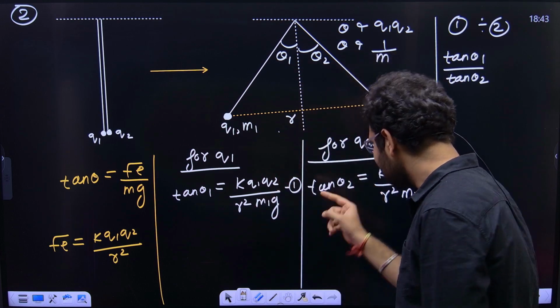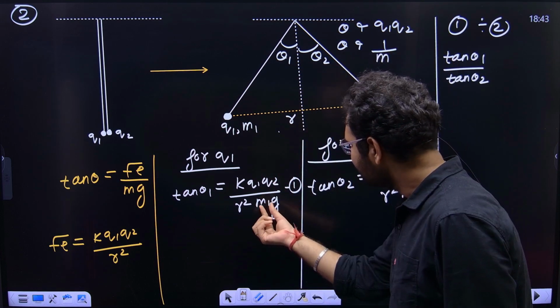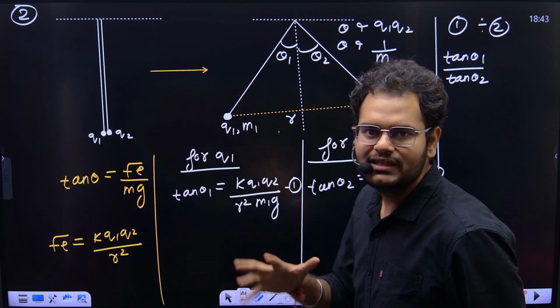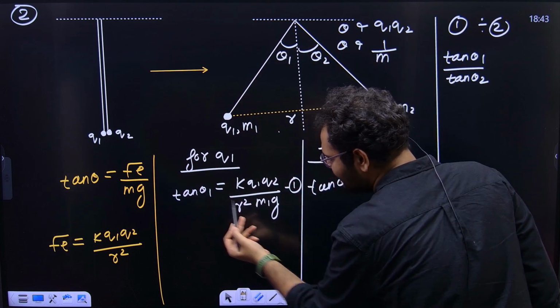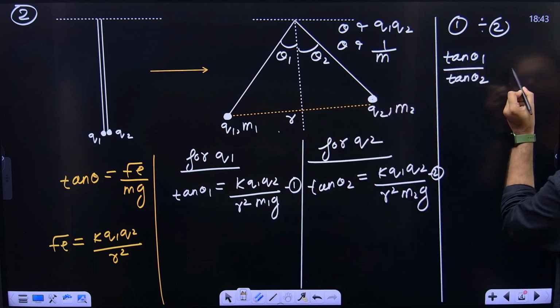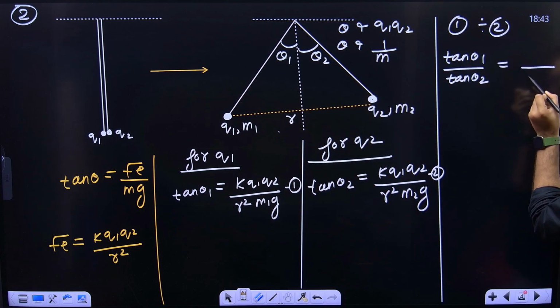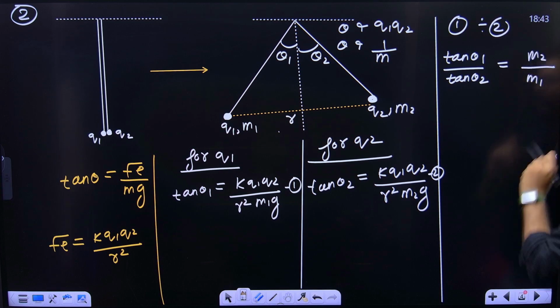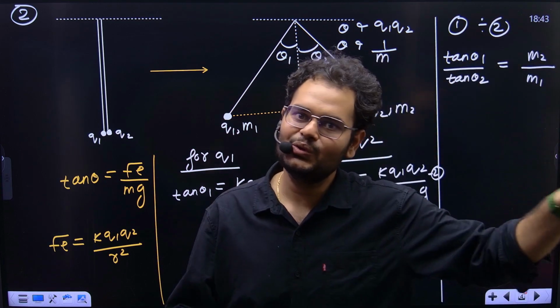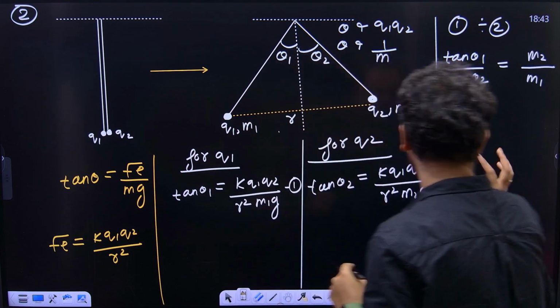So r square is also cancelled. What is remaining? g is also cancelled. m1 m2 remains, but it is inversely proportional, right? Tan theta 1 is inversely proportional to m1, so m1 has to come in the denominator and m2 is in what? Numerator. Now if you don't know division, go back to class 8. Okay, I hope you know division.